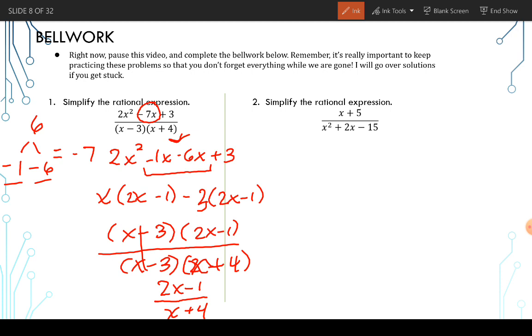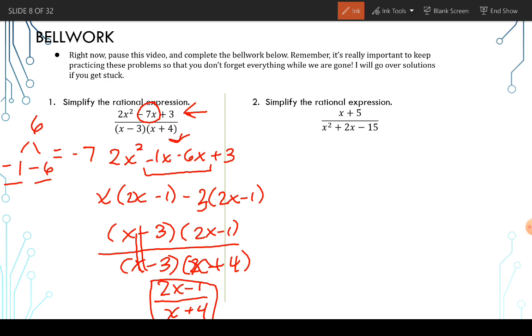Then I need to group my first two and my second two terms. And I can take an x out from the first two terms, and I can take out a -3 from the second two terms. I group what's left, which is x minus 3, and then I have 2x minus 1. And then from there, I substitute it back into my numerator, my answer, and I can cross out what they have in common. Okay, the answer is what's left.